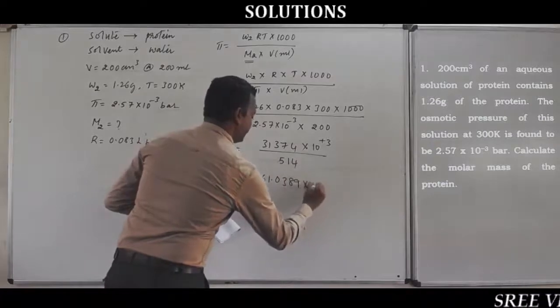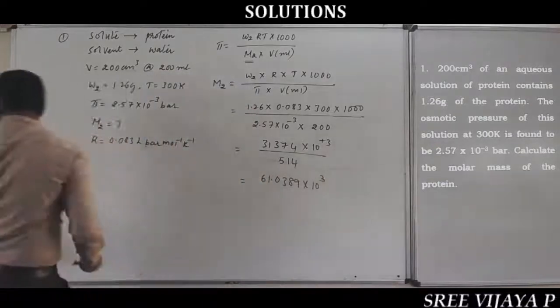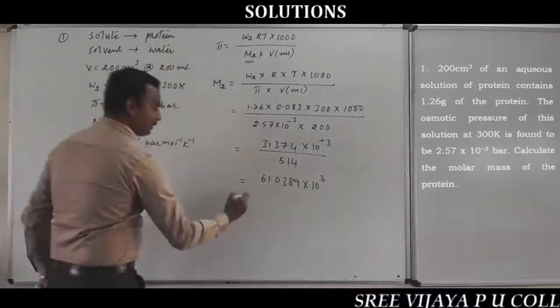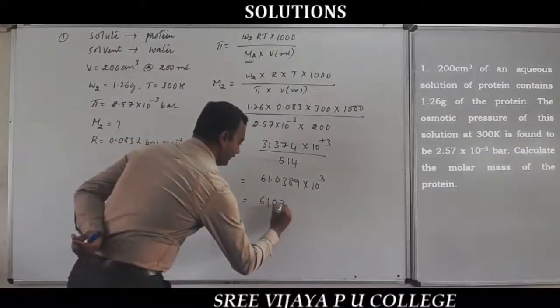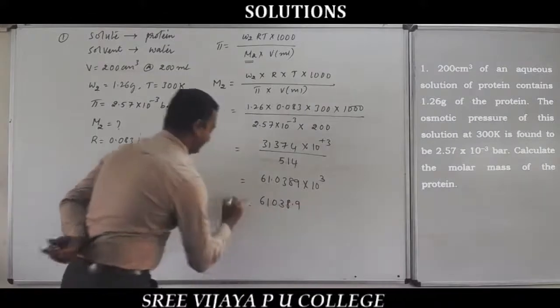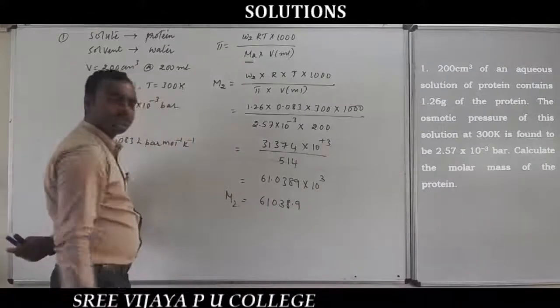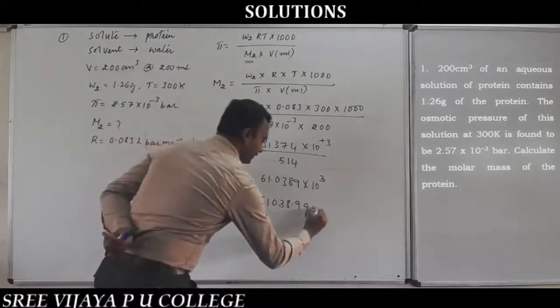61.0389 into 10 power 3. So 10 power 3 means 1000, so let's multiply it. Multiplying, we get 61,038.9. That is the molar mass of solute. What is the unit for molar mass of solute? That is gram per mole.